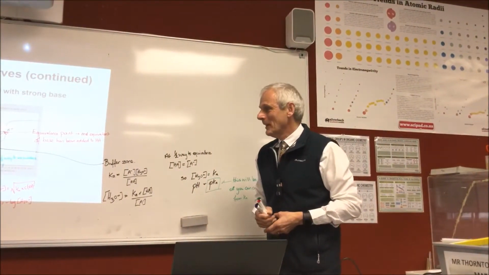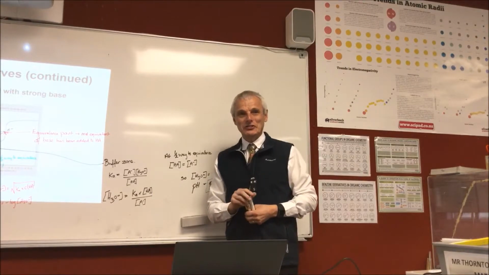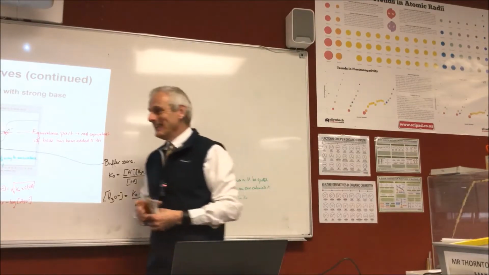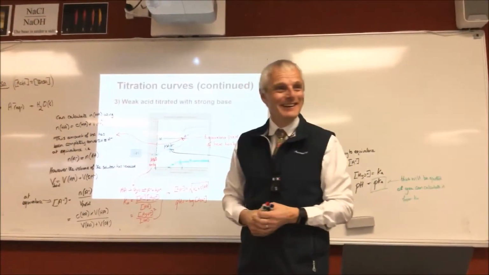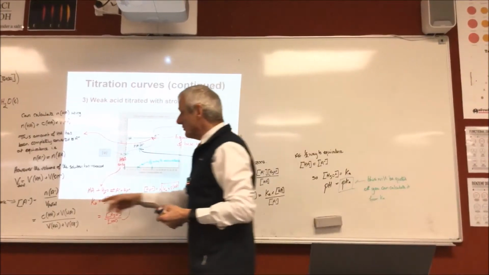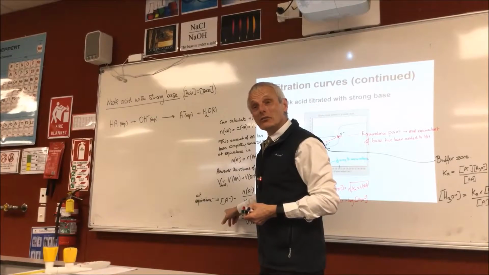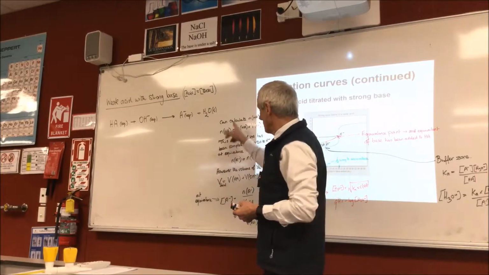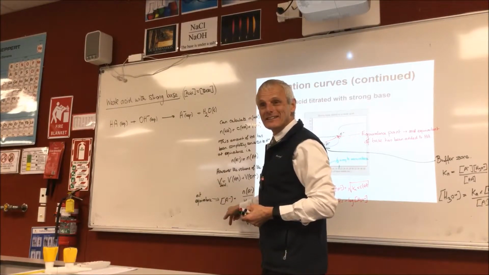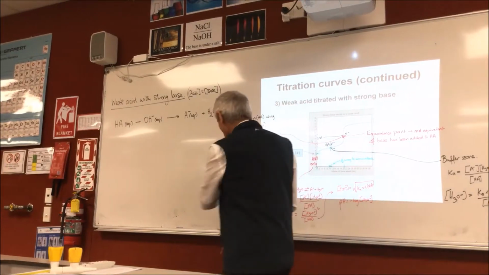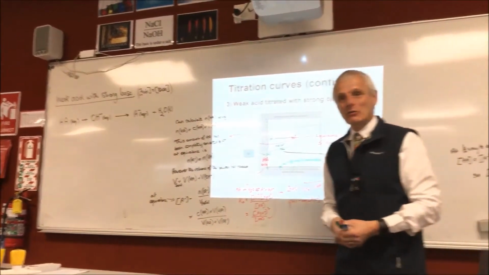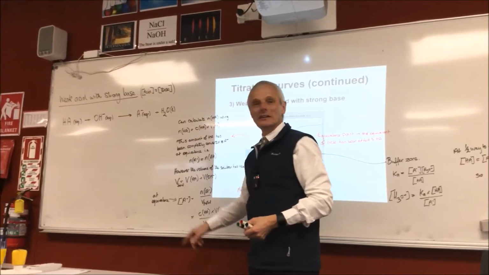Okay. Now, that's the first step. So it's not nice, is it? We've now got the concentration of conjugate base. So now we can work out the pH of the solution. So we've gone all this just to get to that. Okay. Now, what do I need to do? If I'm going to try and work out a pH from that, what is it I need to do?